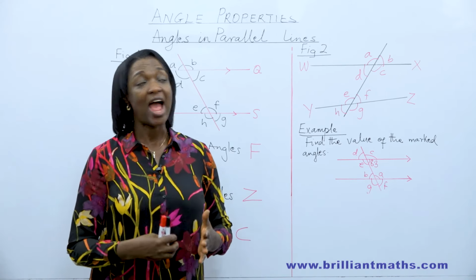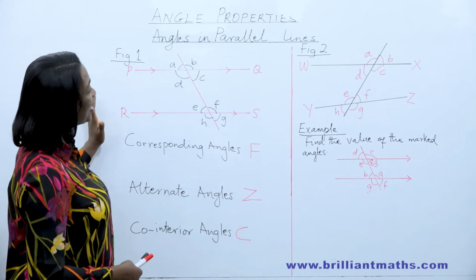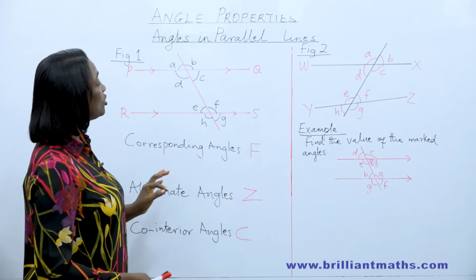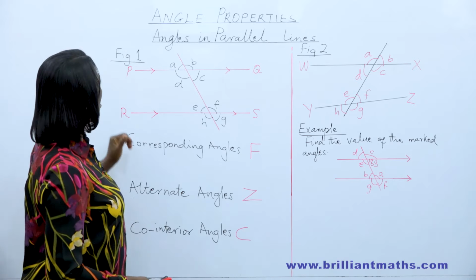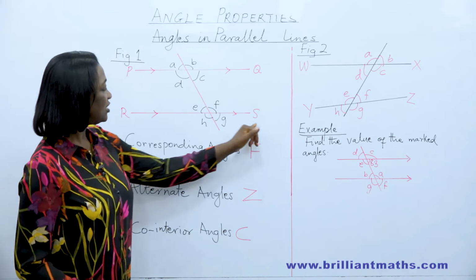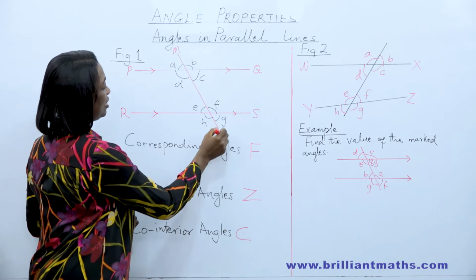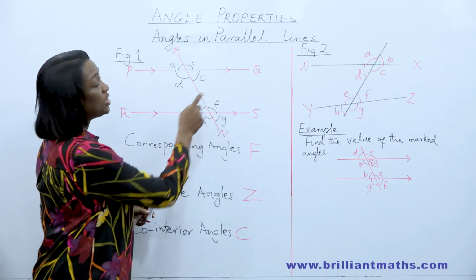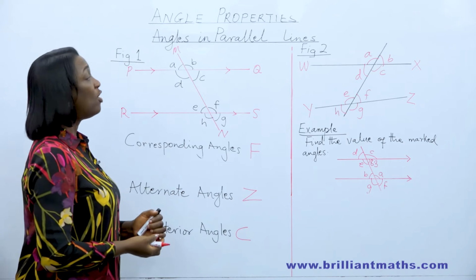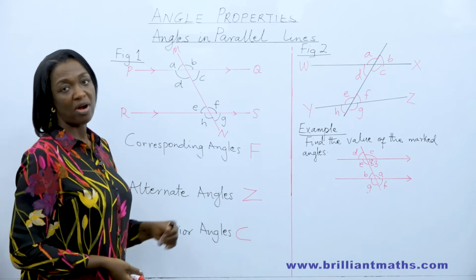Next, we want to look at angles in parallel lines. Let's look at figure 1 and figure 2 on the board and take note of the difference between both of them. In figure 1, we have line PQ and line RS and a transversal MN. All right? PQ is parallel to RS. And that has implications for the angles that are formed by the transversal and the parallel lines.